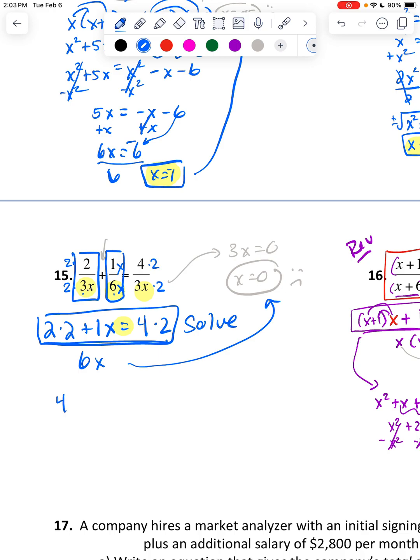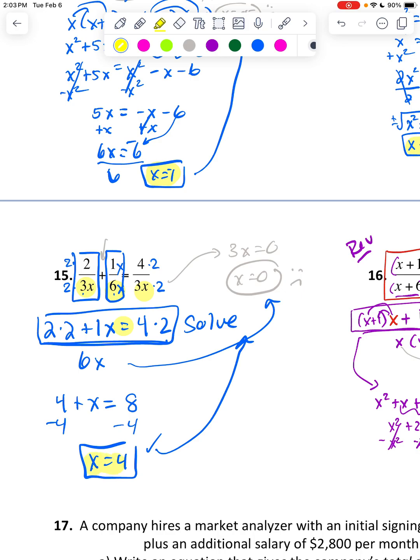So 2 times 2 is 4, 1x is the same as x, and 4 times 2 is 8. So this is actually super easy to solve. I got a 4, which is not 0, so I'm good, and 4 is my solution.